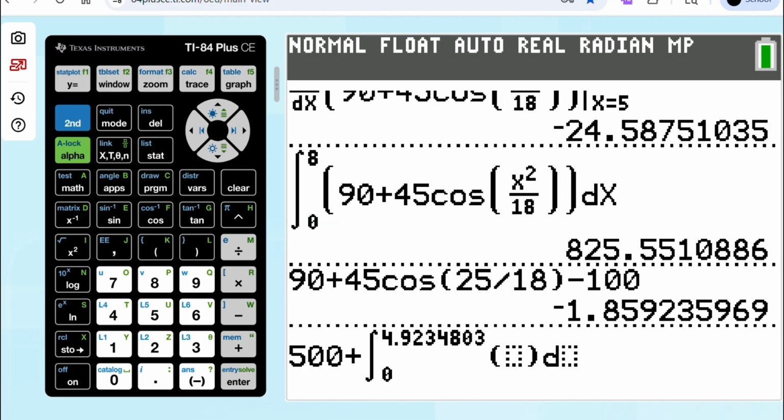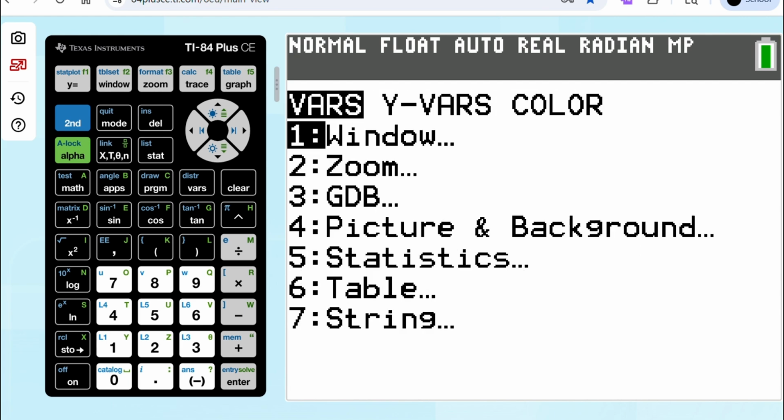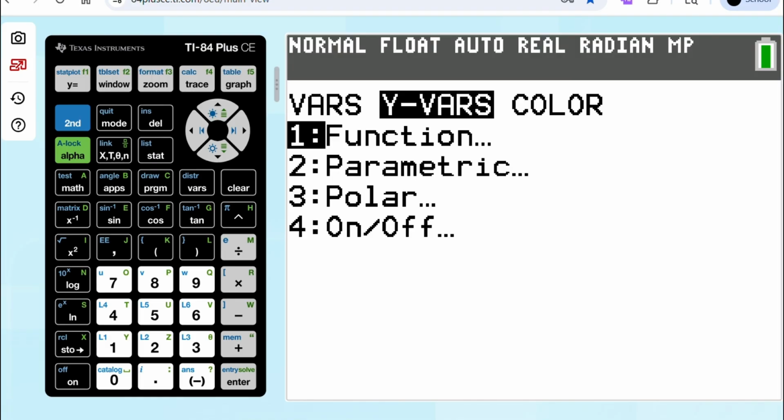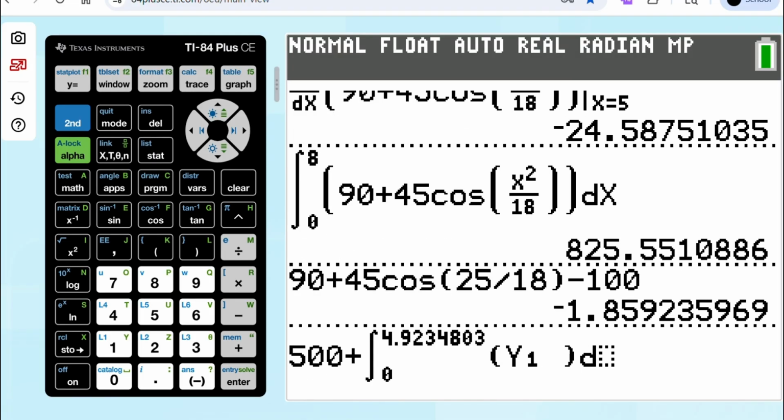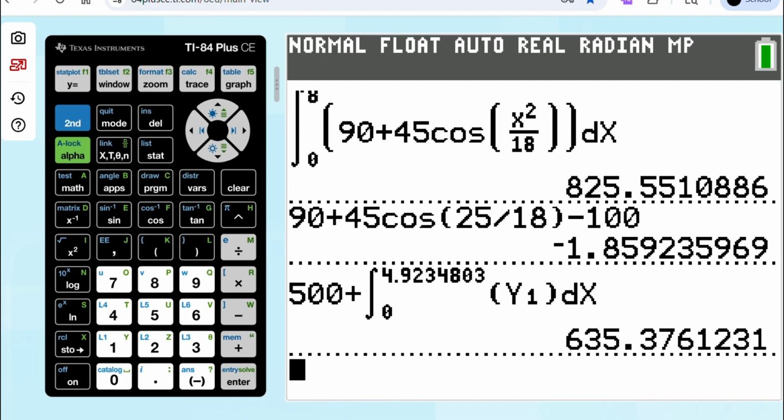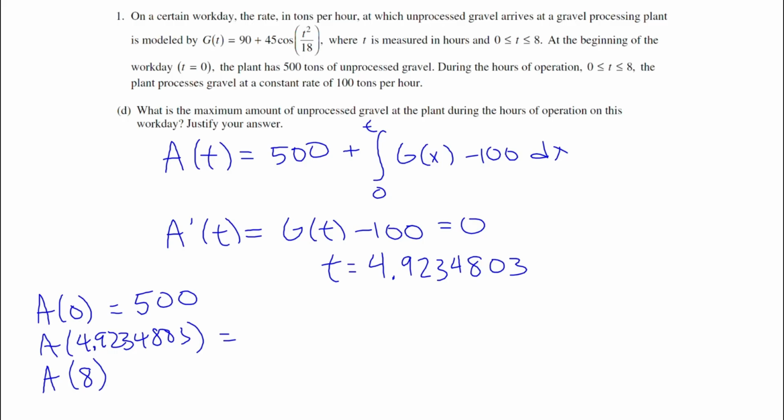So what I can do is, once I get back to my parentheses here, I can hit this VARS button next to the clear and go to the second column and choose option 1, function. And then we can see we have the list of our functions. We'll just put y sub 1 in there. That was our function. That's what we want to integrate. And then dx. And when we do that, we get 635.376.